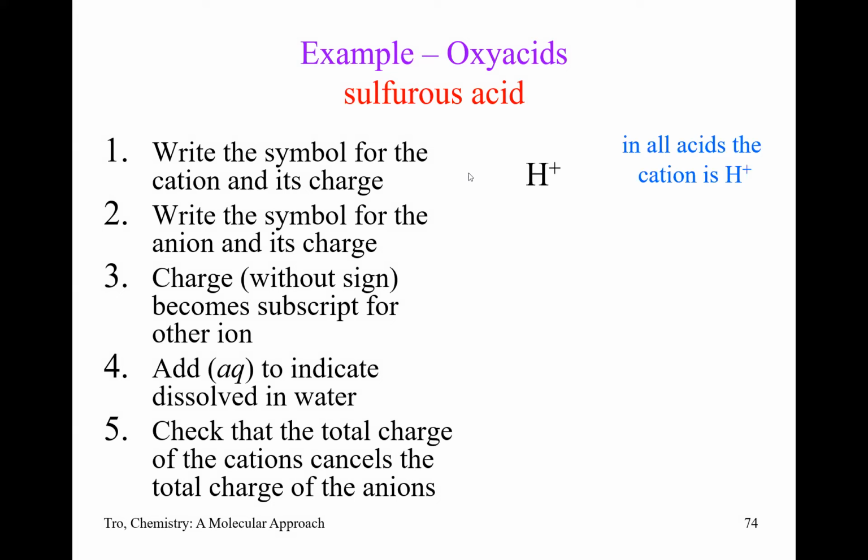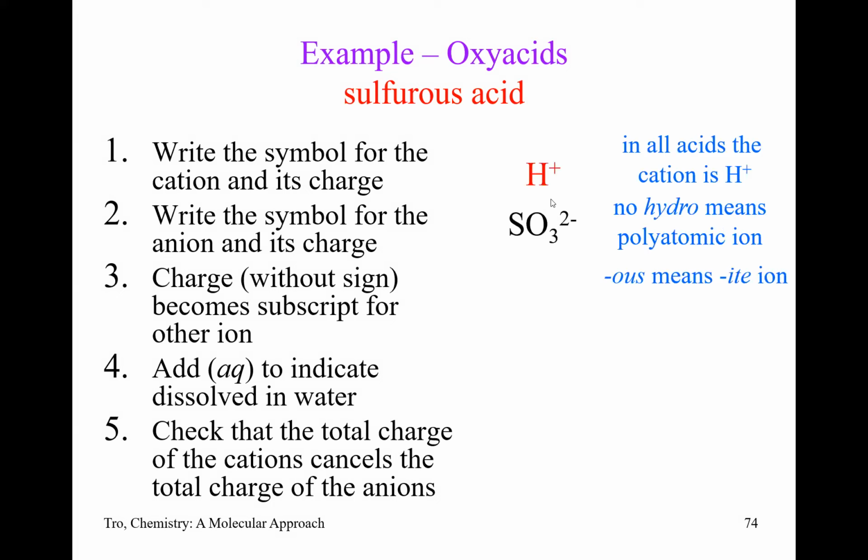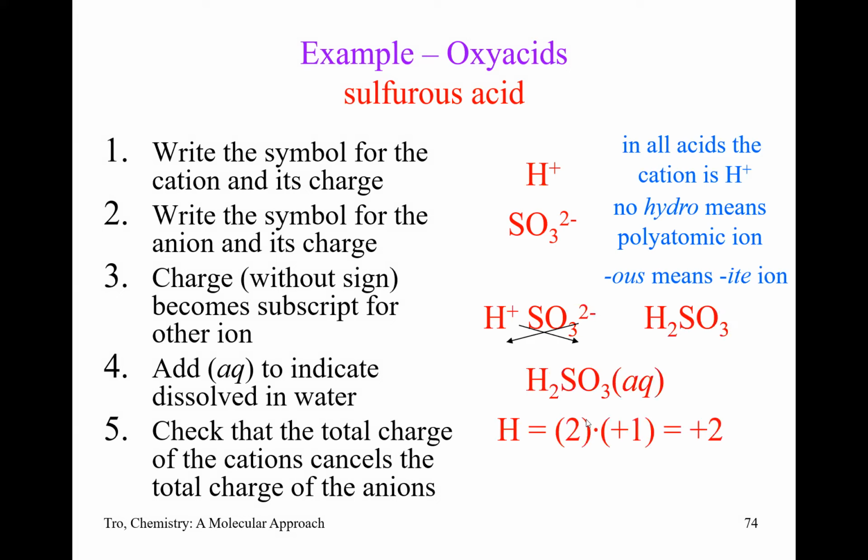All right, one more. No hydro. We start with an H. This is a sulfur-based one. It's SO3 2 minus. That's the ite. We need 2 of the hydrogens again to balance the charge to be neutral. So sulfurous acid. Here we're going from the name to the formula. Before we went from the formula to the name.